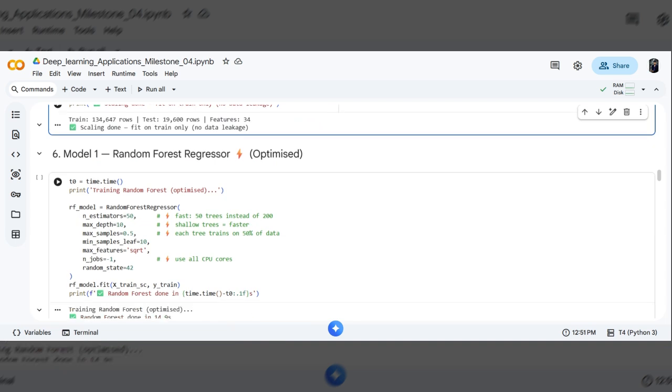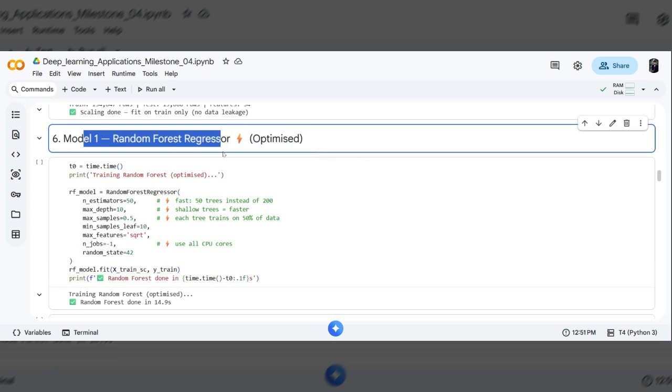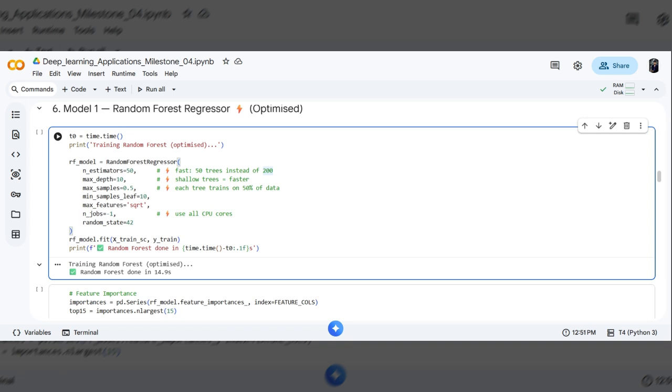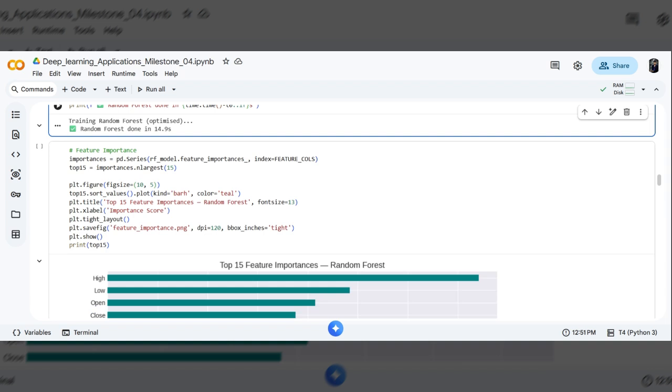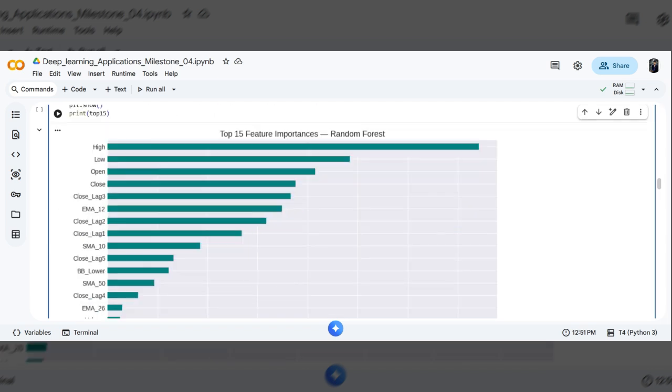The first model I used is random forest regression. Random forest is an ensemble learning method that combines multiple decision trees to improve accuracy. I optimized the model by using 50 trees and limiting tree depth, reducing computation time. I also analyzed feature importance to understand which features are most important in predictions. Here the graph is shown.